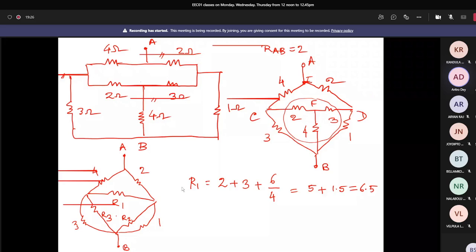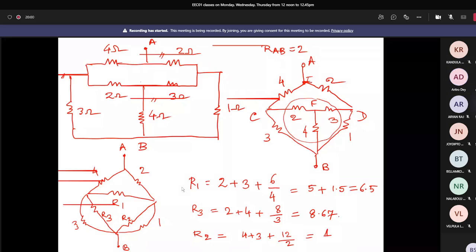Similarly, you can find out R3. What is your R3? R3 will be 2 plus 4 plus 4 into 8 divided by 3. So it will come in terms of fraction. Today I don't have a calculator with me. Maybe next class onwards I'll try to use it. And then 8.67. And R2 will be 4 plus 3 plus 12 divided by 2. So 13. Okay.